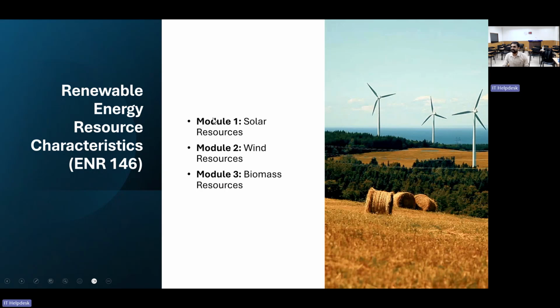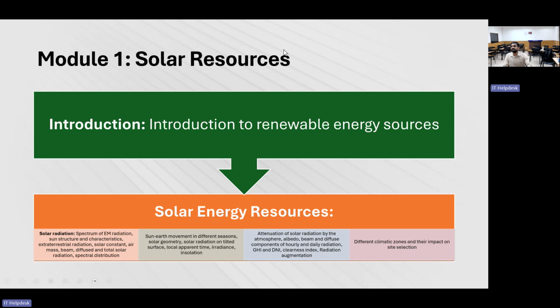This course is divided into three modules. The first module will cover the solar resources, the second module will cover the wind resources, and in the third module we will cover all the biomass resources. Now coming to the distribution of the first module, which is solar resources.